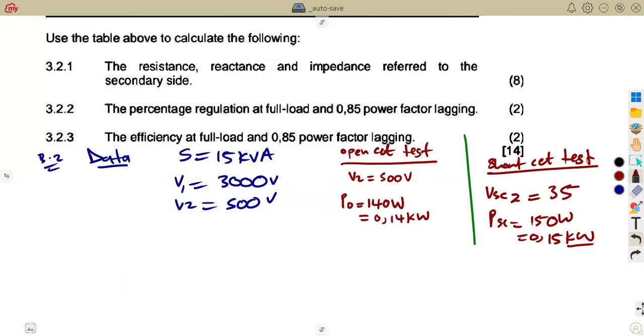The question was, in this case, use the information in that table to calculate the resistance, reactance, and impedance referred to the secondary side. Like I was saying, you are working with the secondary side. These values that they're asking for are equivalent values, guys. They are actually supposed to say equivalent: the equivalent resistance, reactance, and so on. Those are the ones that we need, referred to the secondary. So we need the equivalent resistance referred to the secondary, and the reactance also referred to the secondary.